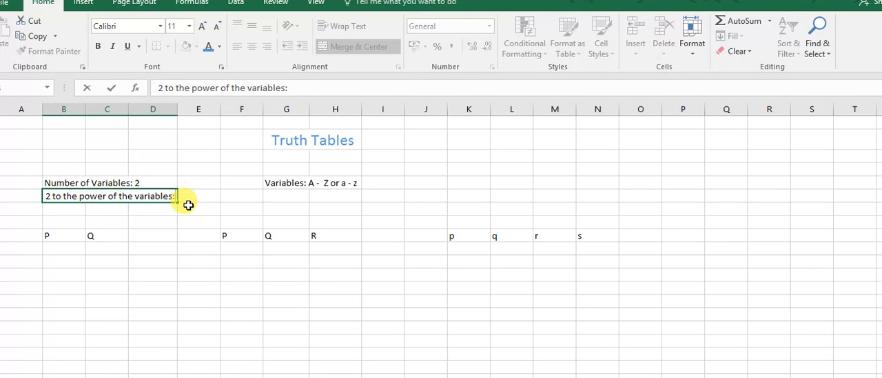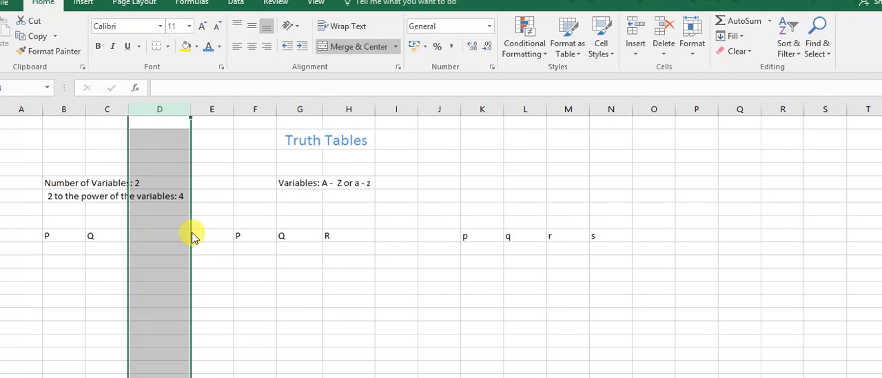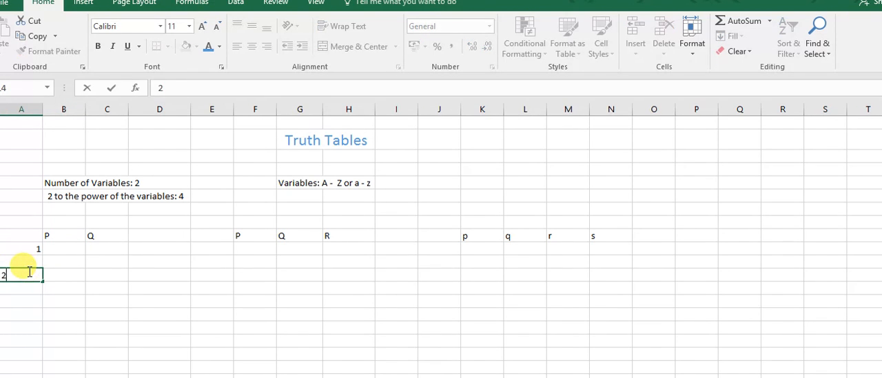So this 4 makes you remember how many rows you're going to have. So let's just put this here. This means that you're going to have 4 rows here.